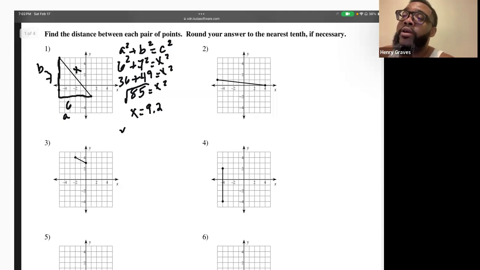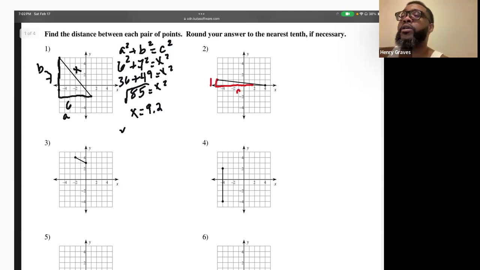Okay, on number 2, I'm going to draw a triangle. Oops, I forgot to use a different color. I love my colors so much. This is 1 here. 1, 2, 3, 4, 5, 6, 7, 8, 9. Yes, this is 9. So this is my A, this is my X, and this is my B.